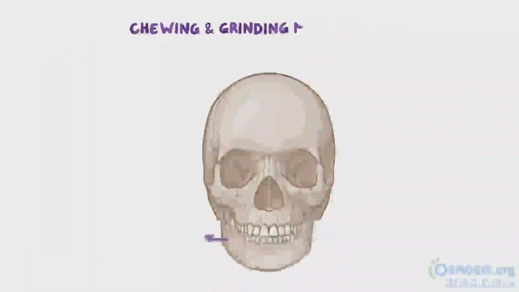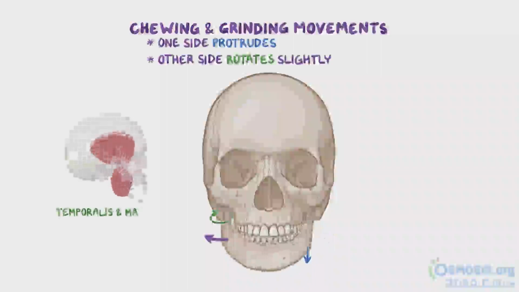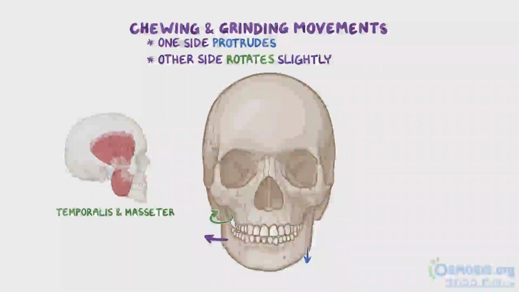Lastly, the mandible can also move laterally during chewing and grinding movements. During lateral movement, one side protrudes while the other side rotates slightly. This movement is carried out by the temporalis and the masseter on the side the mandible is moving toward, and the lateral and medial pterygoid muscles on the opposite side.